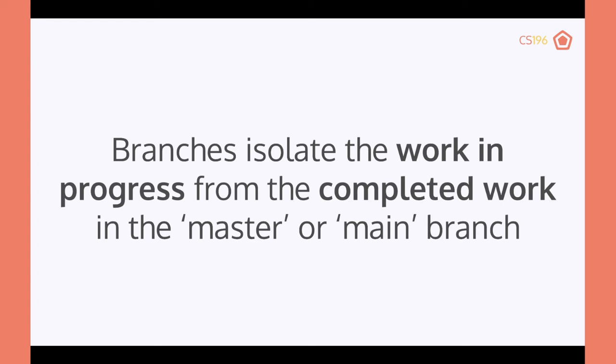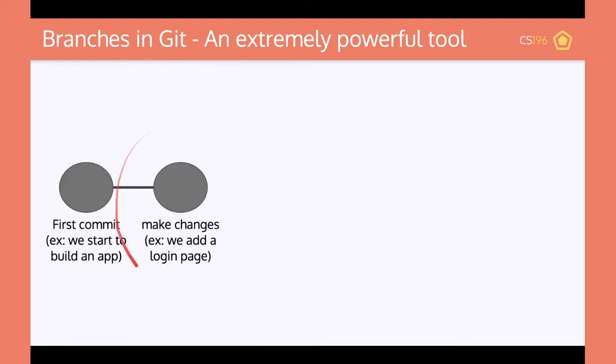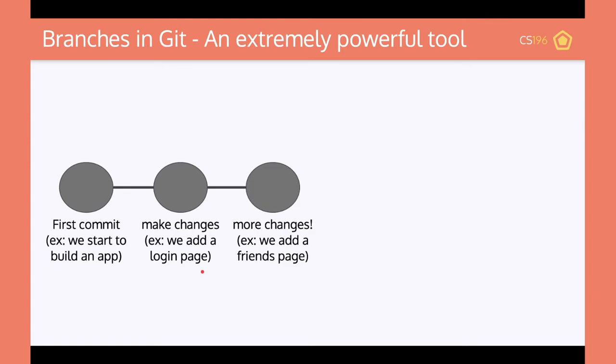So yeah, the idea is that you want to isolate the progress that you're still working on that still might be buggy and still hasn't been fully tested from your complete work that you would actually give to a user. So let's talk about branching. If we look at this, we made our first commit and we pushed it up, no problem. Then we're going to make some more changes, and this is great, okay?